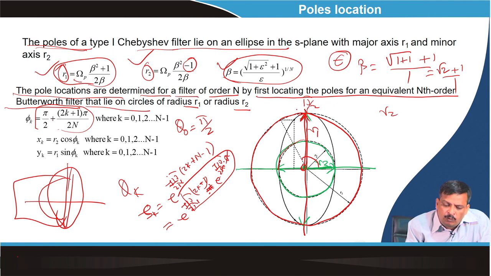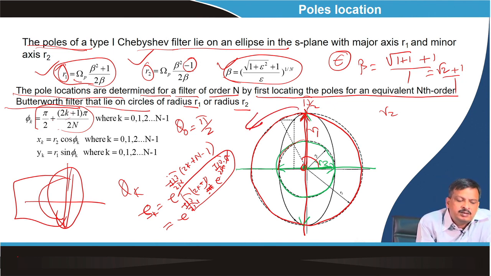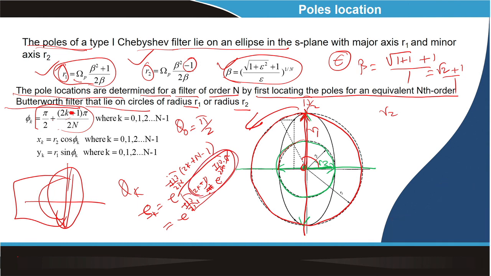So, pi by 2 plus (2k plus 1) pi by 2n, where k equal to 0 to n, it may be, I think it will be n minus 1, there is a mistake, it will be n minus 1, because this is the Butterworth filter thing. Okay. So, once I know phi k, I am locating the pole on the radius in here.